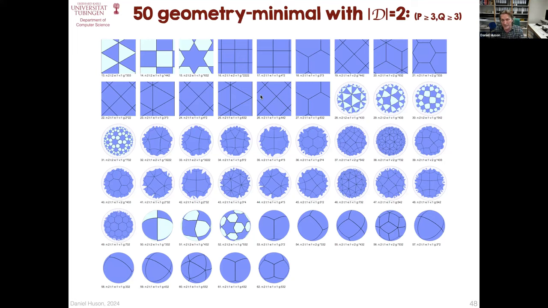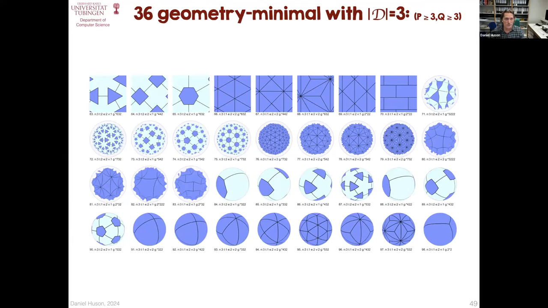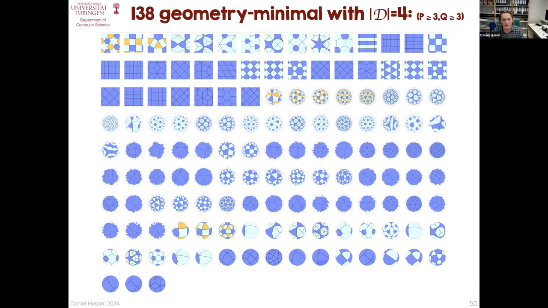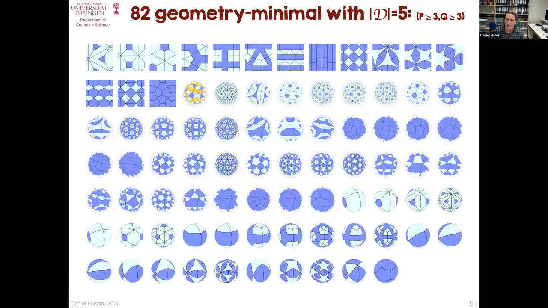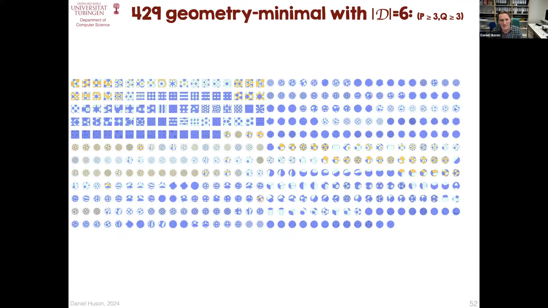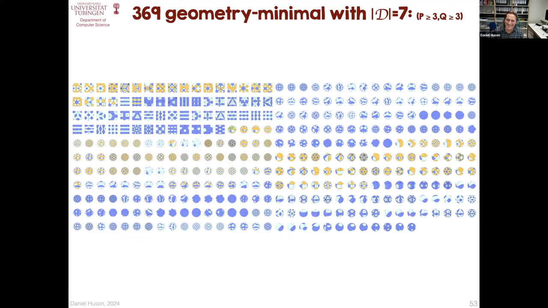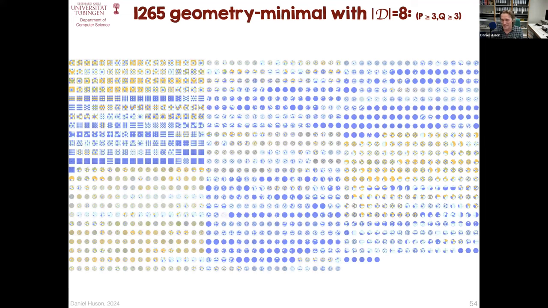In any case, there's 50 classes with D equals 2. You can see where this is going. D is 3, there's 36. D equals 4, there's 138. D equals 5, there's 82. D equals 6, there's 429. D equals 7, there's 369. D equals 8, there's 1,265.